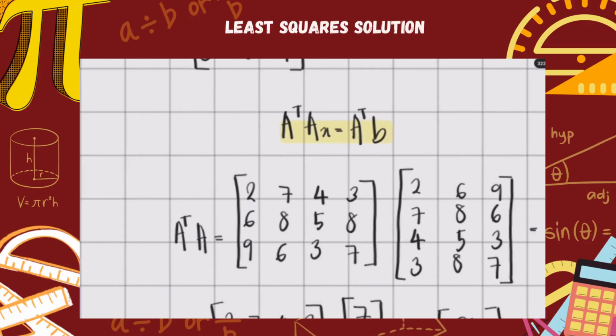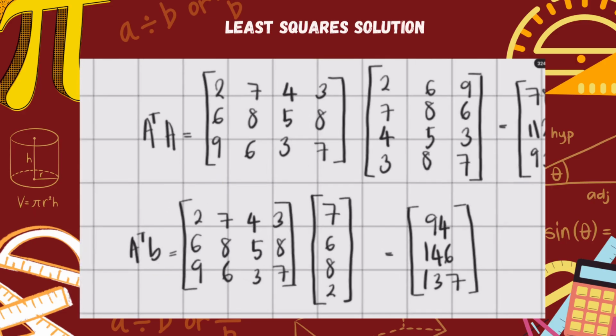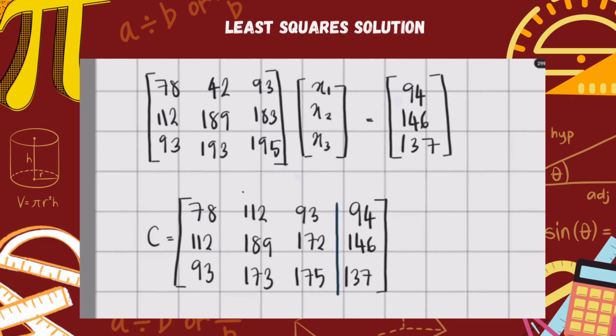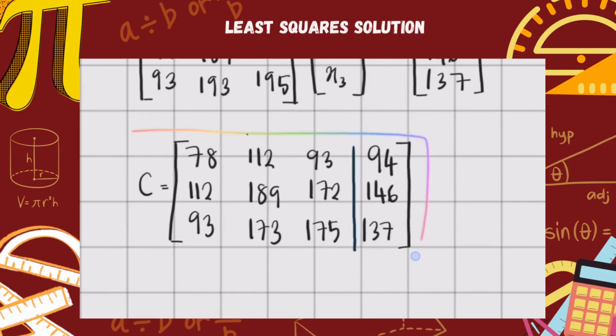First, we compute A transpose multiplied by A, and we will get this value. Next, we compute A transpose multiplied by B, and we will get this value. Then, we rearrange following the formula and we will get this. The x here, we will write x1, x2, and also x3. Then we compute and get this.